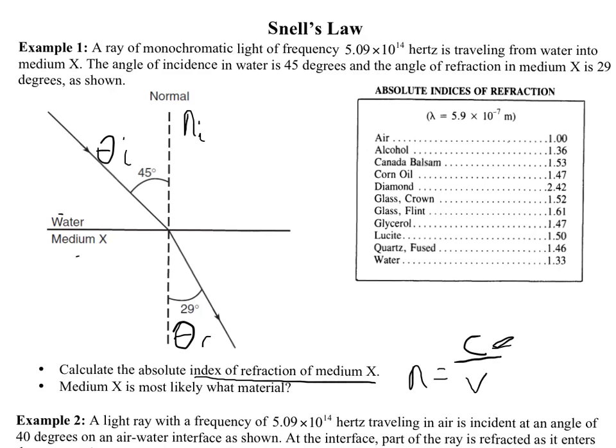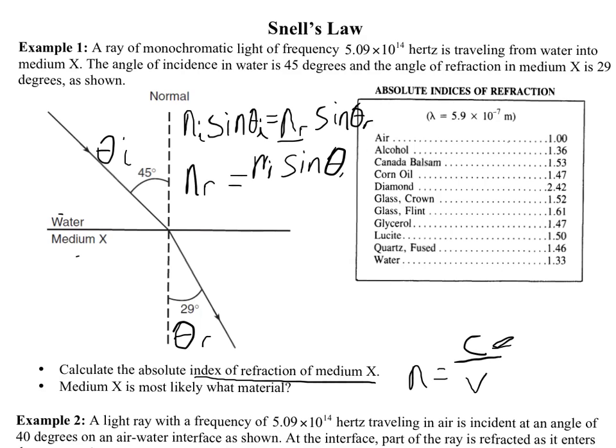So my incident index of refraction times sine of the incident angle is equal to the refracted index of refraction times sine of the refracted angle. So we start out with water, that would be Ni, and we're looking for Nr for medium X. So let's solve this equation by dividing by sine theta r, and I get Nr, also kind of switching the sides, flipping the equation around, equals Ni sine theta I divided by sine theta r. Then I just plug in the numbers.